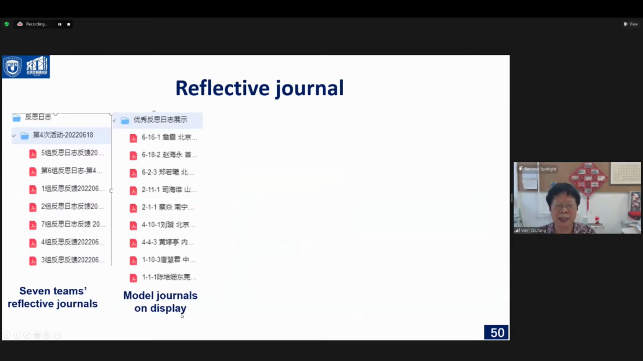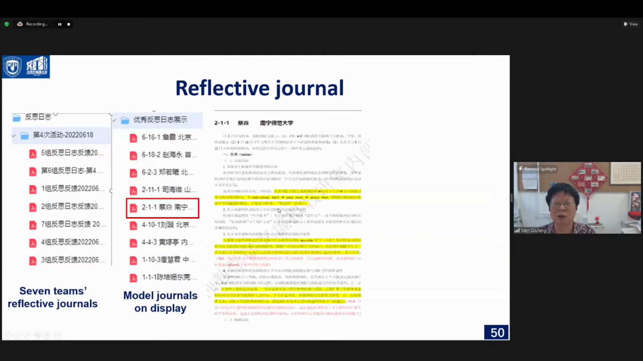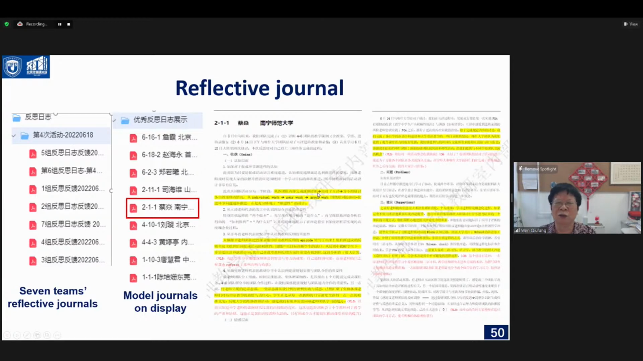Okay, we put the seven teams' reflective journals on the platform website, and these model journals will be selected and put on display for them to learn from each other. Take this model journal, for example. You see, this is rather long. We have the gains, problems, and suggestions. The yellow color is highlighted by the facilitator, and the red color is the feedback given by the facilitator.